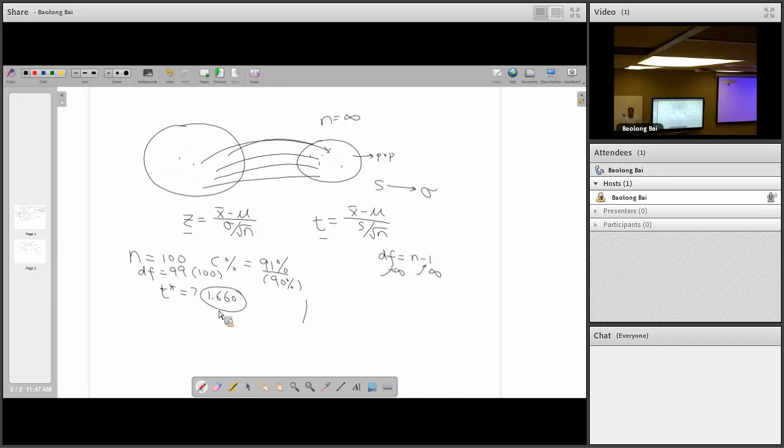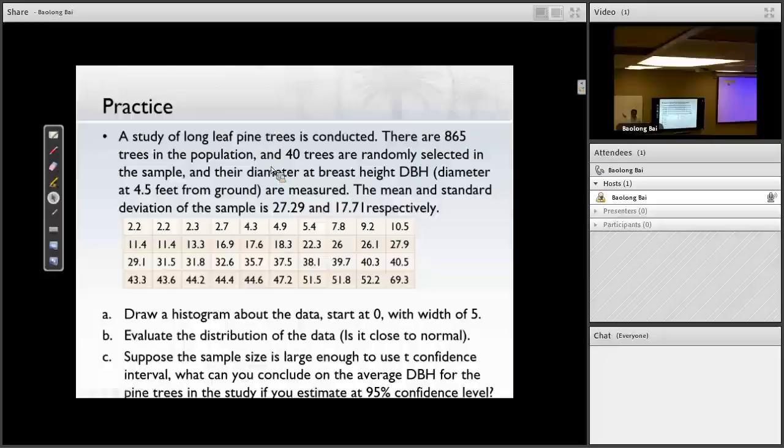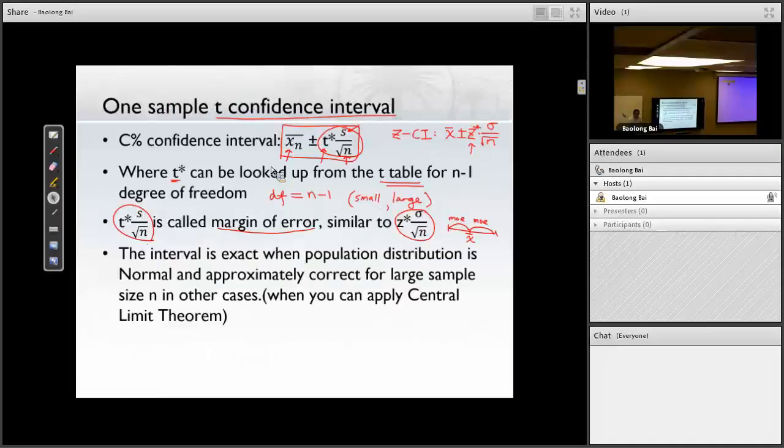And once you're able to find t-star, then basically the t-confidence interval is done. You can do the calculations just like what you did in z-confidence interval, right? X bar plus or minus t star times s over square root of n, plug in all the numbers, and that's it. Okay? So let's work on the practice.